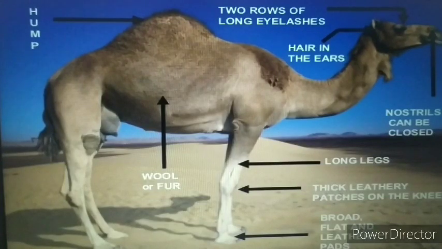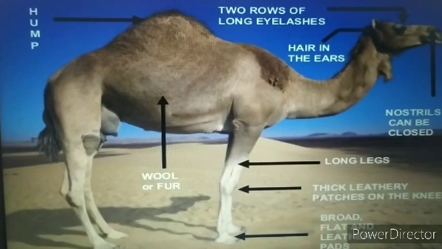What is the use of these leathery patches? When the camel kneels down on the sand, it may not get burnt because of these patches present on the knees. It is protected from the hot sand. Then it has broad, flat and leathery pads. These broad, leathery, padded feet of the camel help the camel not to sink into the sand, because the sand is slippery. So this padded feet helps it not to sink into the sand.